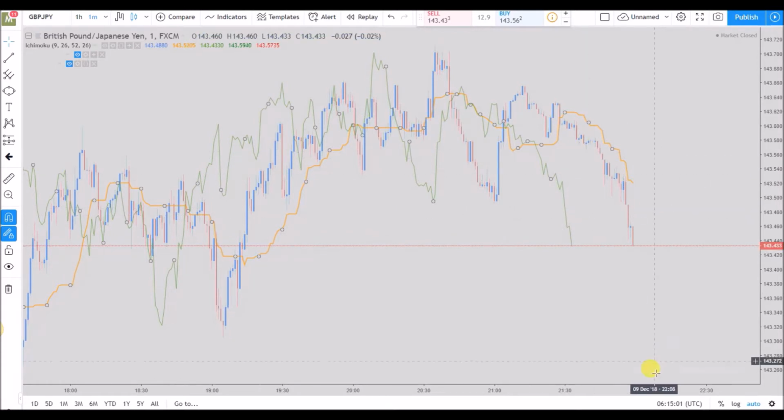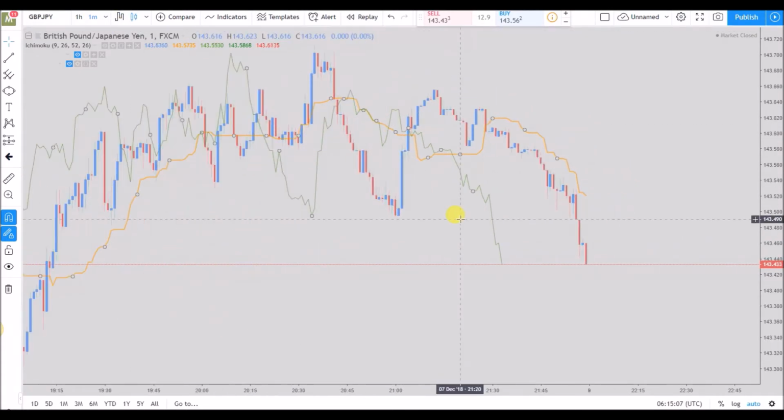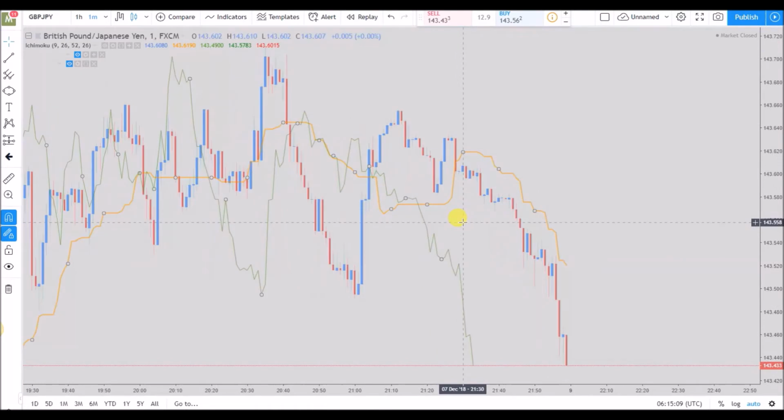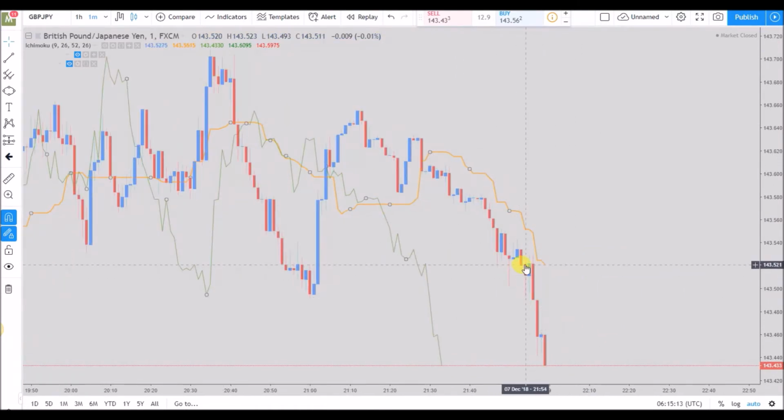Okay? All right, so the first one is GBP JPY. We're on the 1 minute. What you're looking at here is, you see it's very close to the candles and it's pointing down. And so is this one. So this one would be good for a sell.